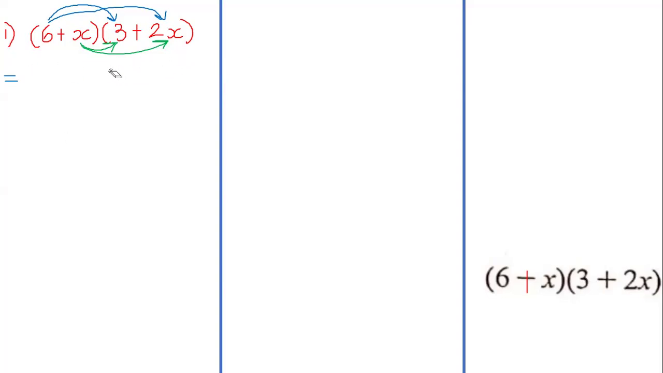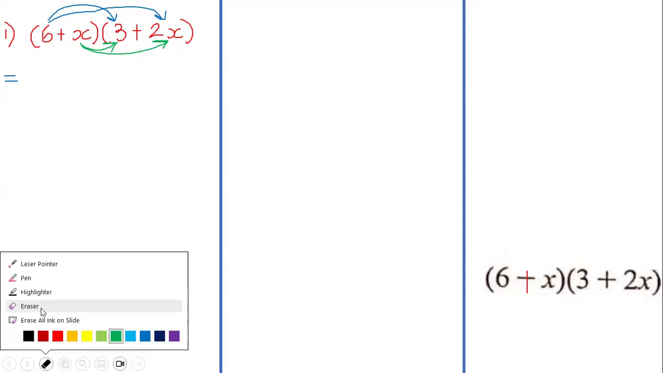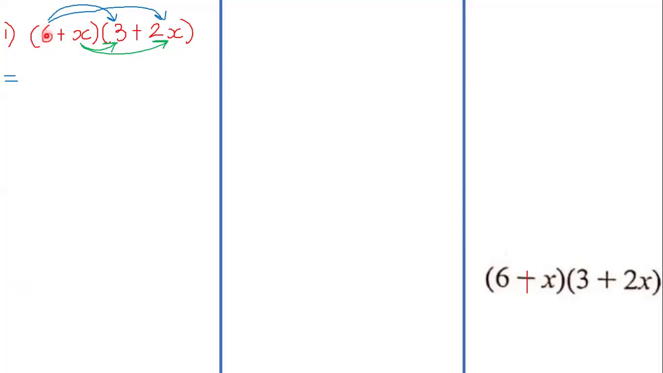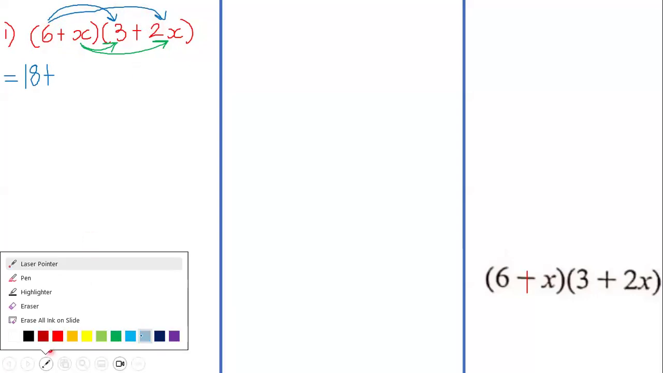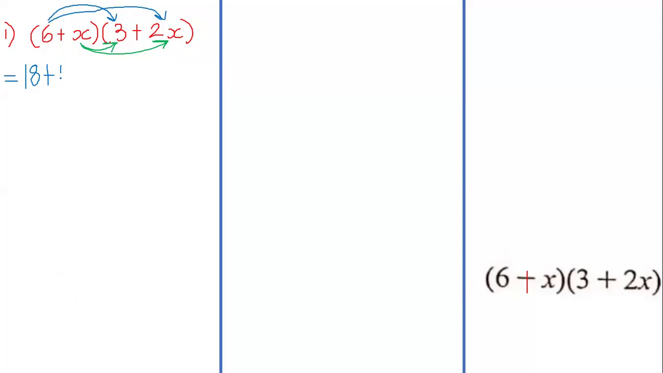So let's do it again, especially for those who didn't see it the first time. The first thing we're gonna do is say 6 multiplied by every term in the expression. So 6 times 3 is gonna be what? 18. Good. Plus, again, 6 times 2x. And what is 6 times 2x? 12x. Very good. It's going to be 12x.